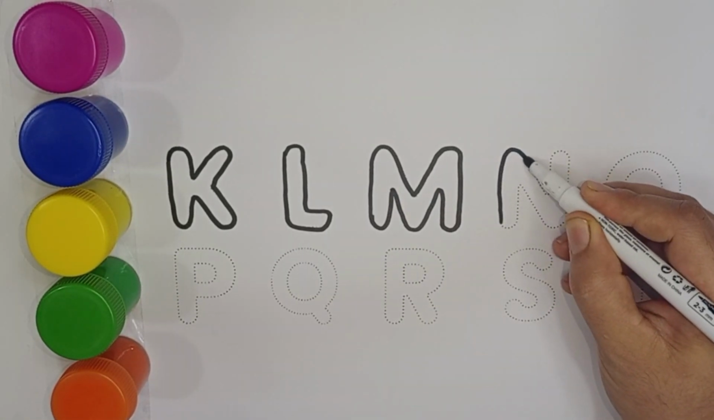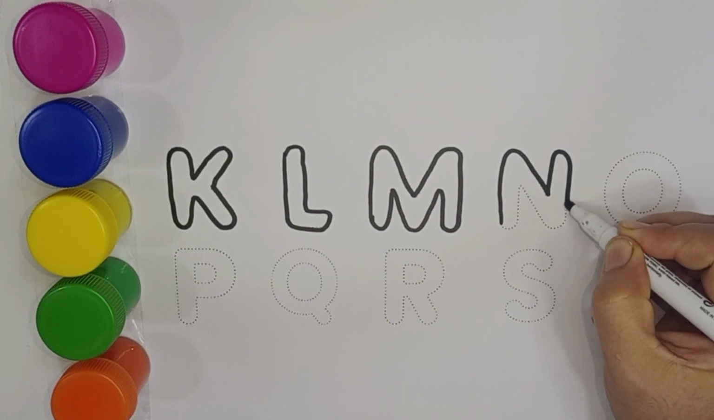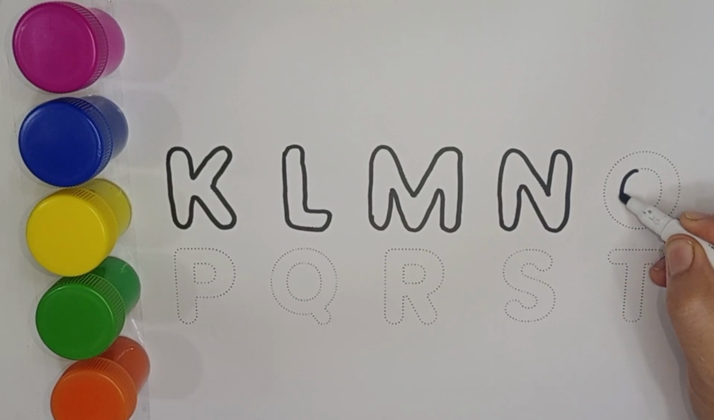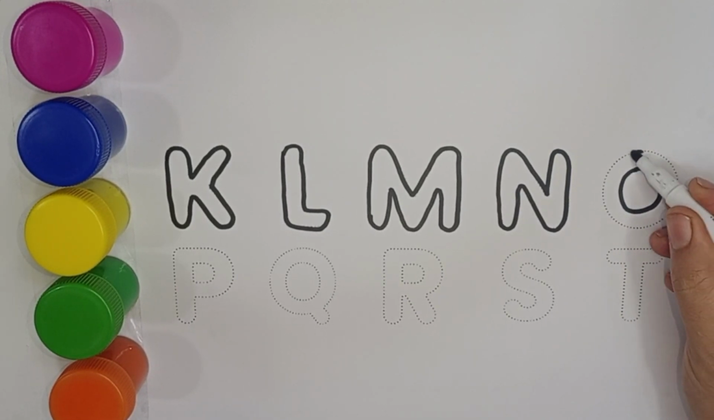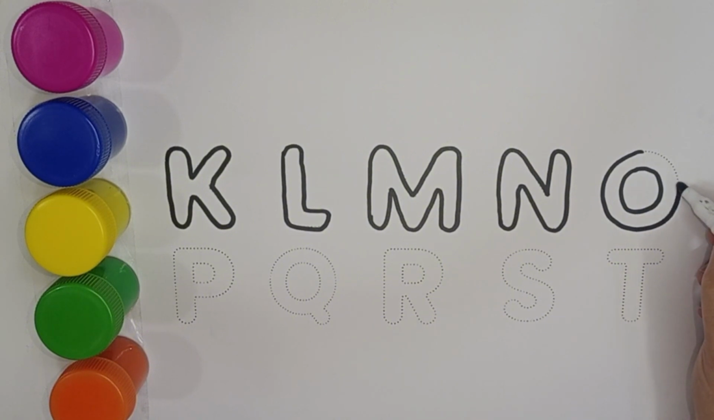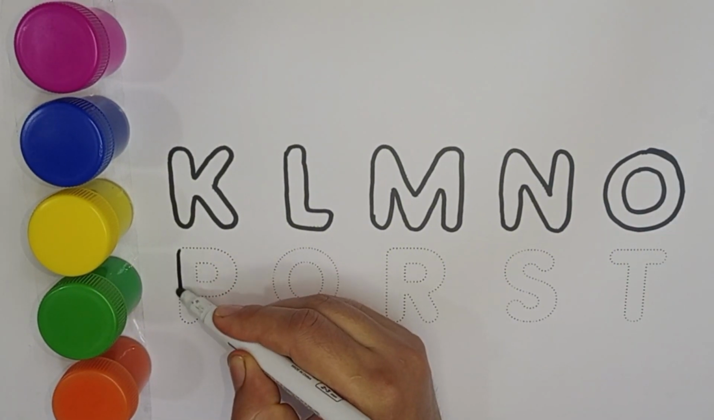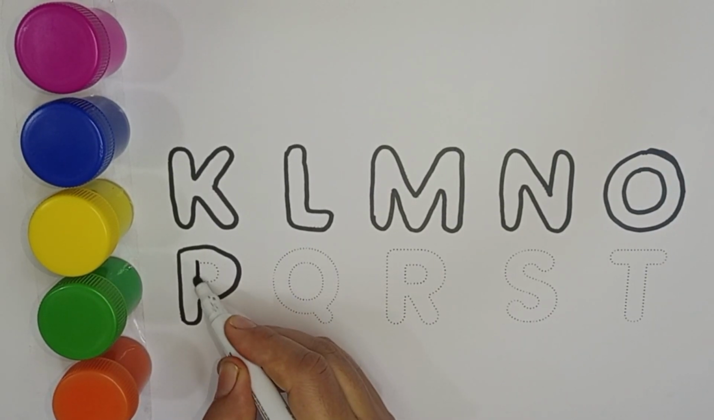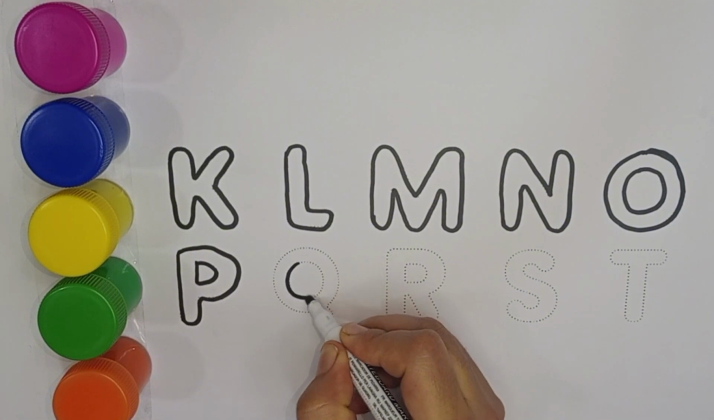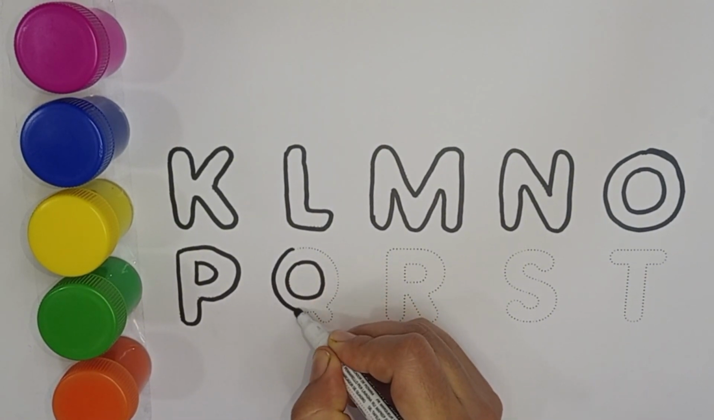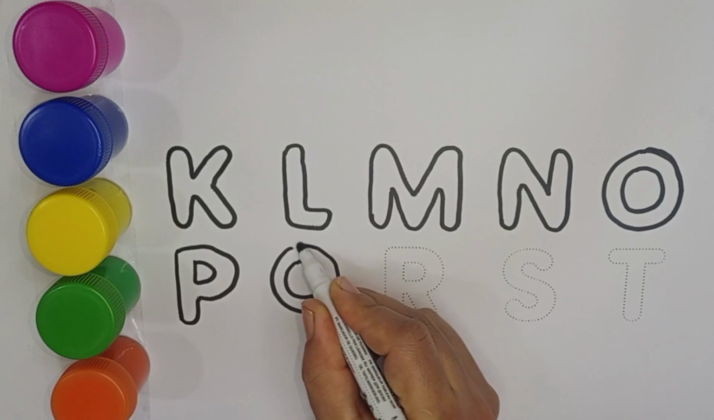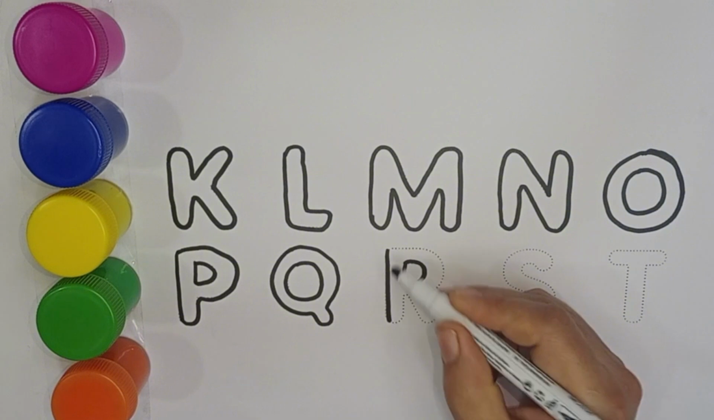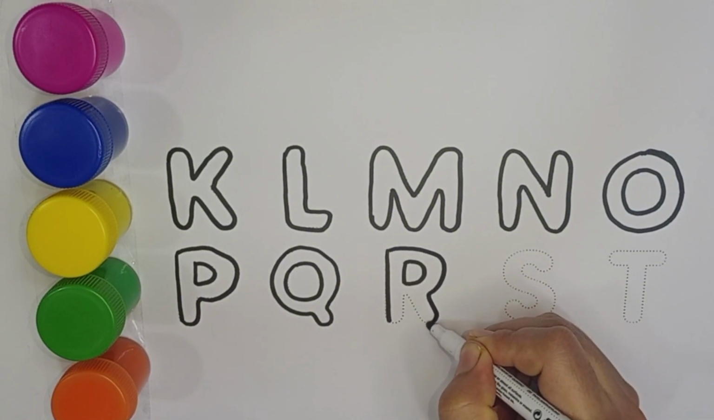N is for nest. O. O is for octopus. P. P is for pizza. Q is for question. R. R is for rainbow.